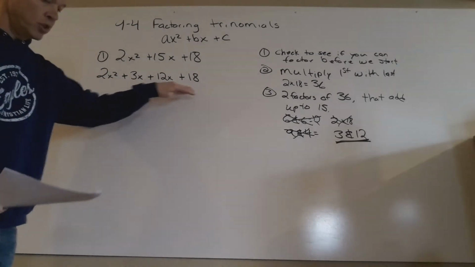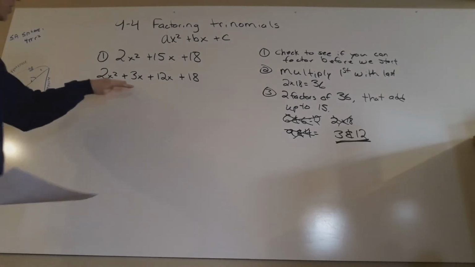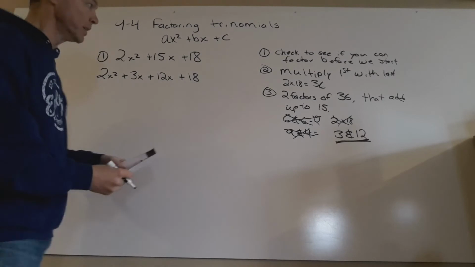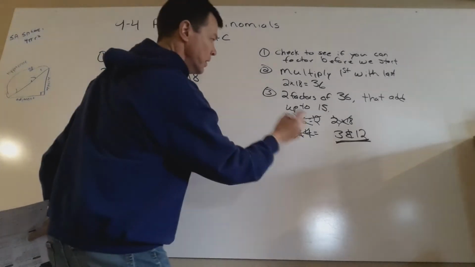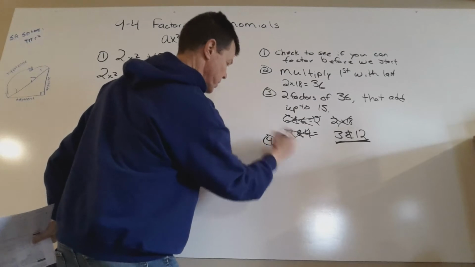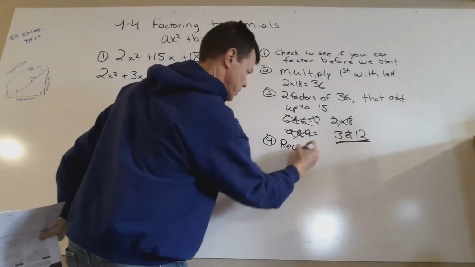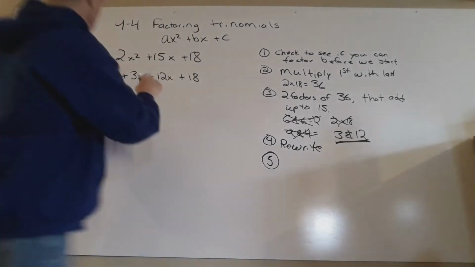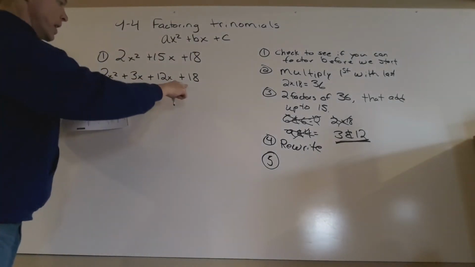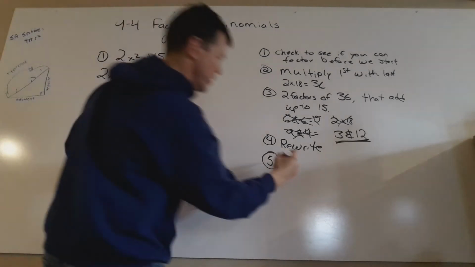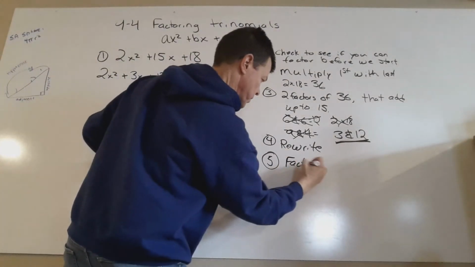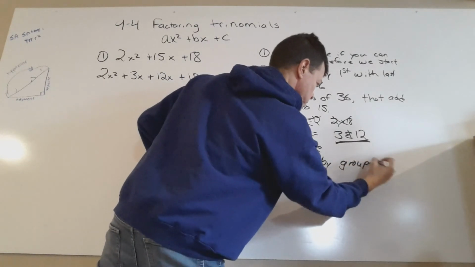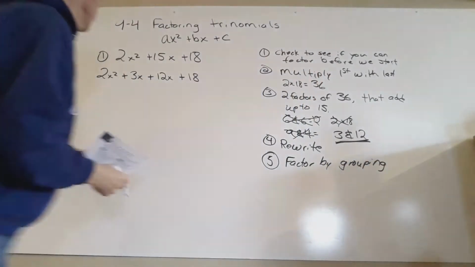Now we have 4 terms, and from last week, you should remember that if we have 4 terms, we're going to factor by grouping. So our fourth step here was to rewrite, and then the fifth step, we rewrote this here to make it work. Fifth step, factor by grouping. Factor by grouping is what we did last week.